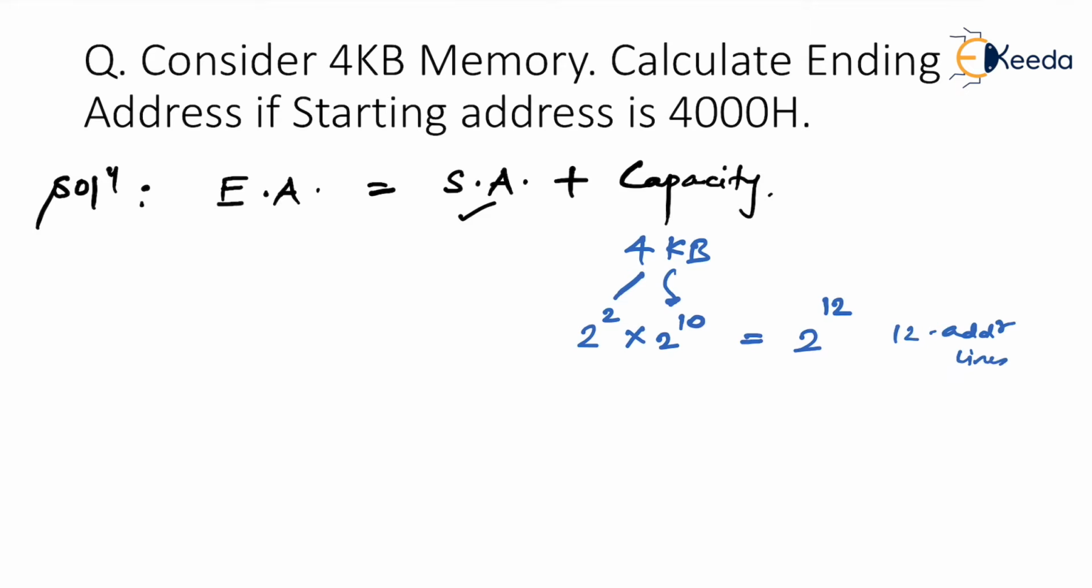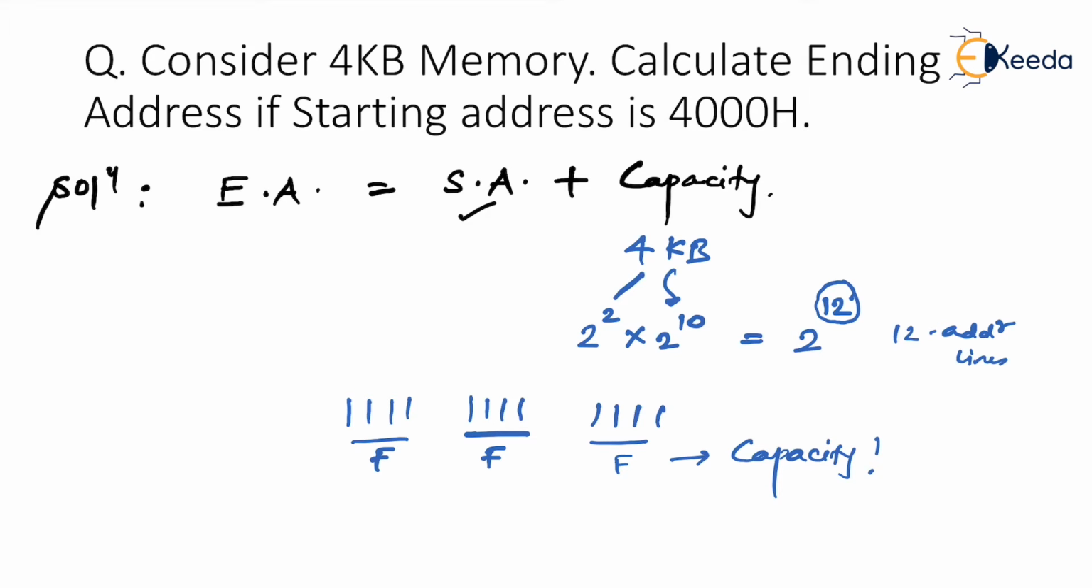Now from this, see the value of the power, which is 12, then write 12 binary ones in groups of 4. That is 1, 2, 3, 4, 5, 6, 7, 8, 9, 10, 11, 12. So what you get is F, F and F, that is triple F in hexadecimal. This number, triple F, is what we call the capacity.